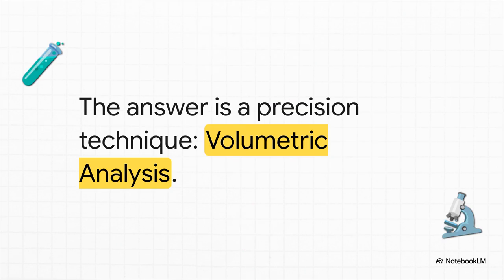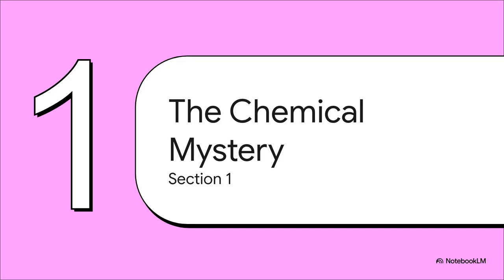Well, the answer is one of the most elegant and honestly powerful techniques in a chemist's entire toolkit. It's called volumetric analysis. This is a method that lets us find the completely unknown by using something we know with incredible precision. So, let's break it down. What exactly is this chemical mystery we're trying to solve? It's simple, really. We've got a solution with an unknown strength, a liquid holding a secret. And our mission, should we choose to accept it, is to find out its exact concentration.